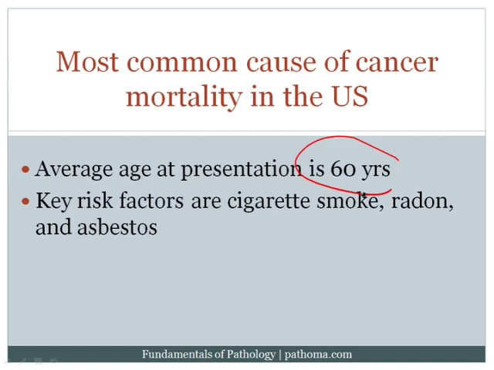The average age of presentation is about 60 years of age. Among the risk factors, the first is cigarette smoke. 85% of lung cancer occurs in smokers. Cigarette smoke contains over 60 different carcinogens. Particularly mutagenic within cigarette smoke are polycyclic aromatic hydrocarbons. That's high yield. Polycyclic aromatic hydrocarbons are especially mutagenic, and also present in cigarette smoke is arsenic. And you'll recall from our neoplasia lecture that arsenic increases the risk for squamous cell carcinoma of the lung.